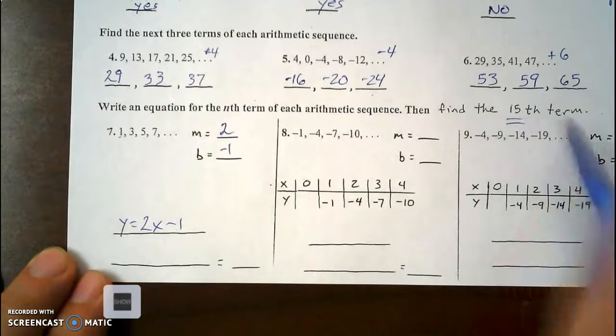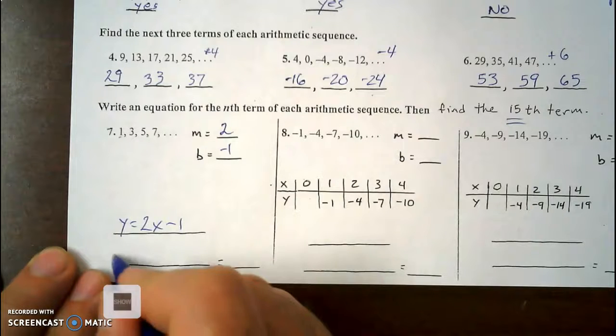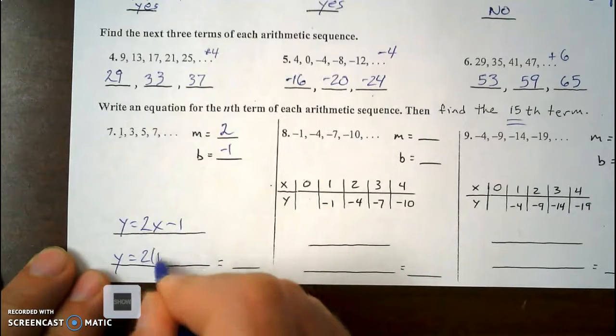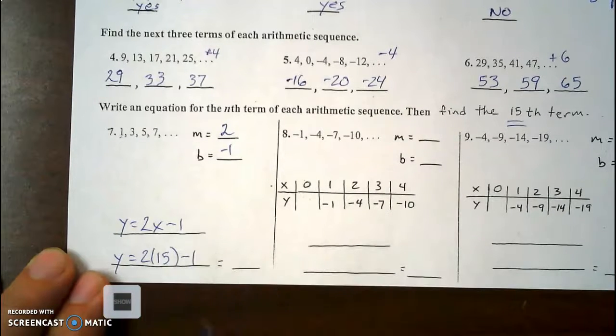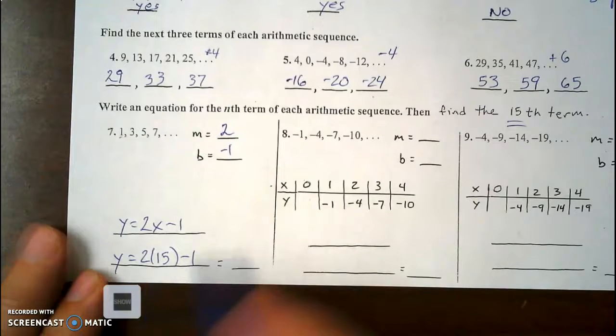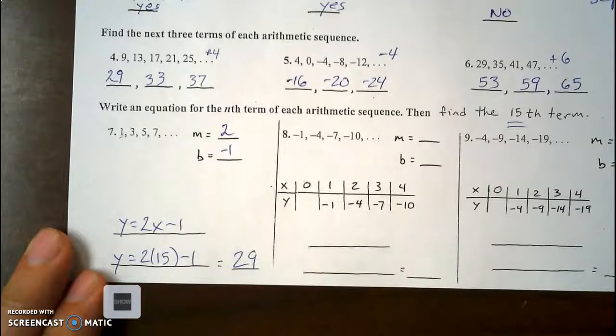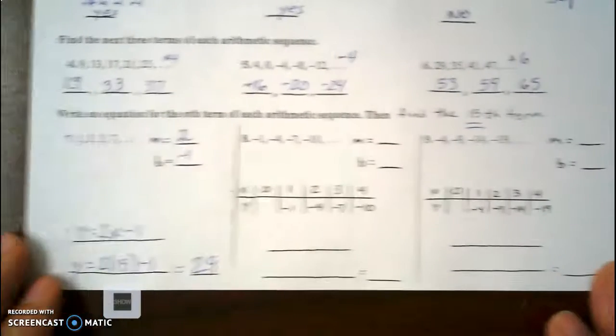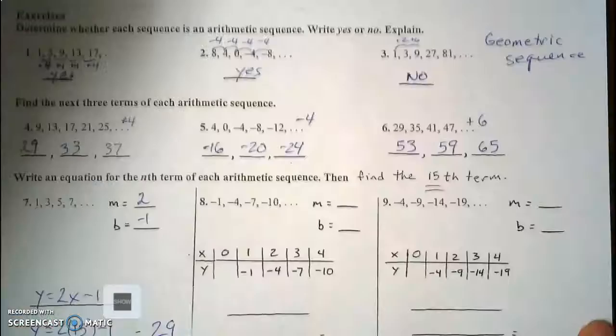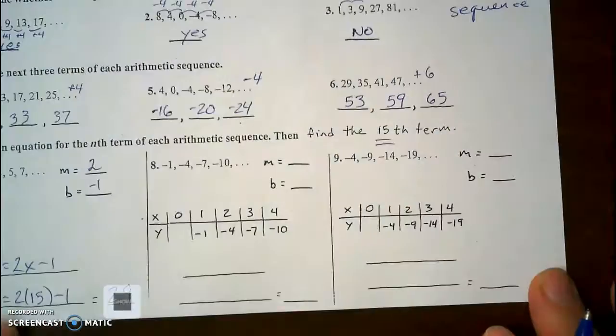And they want the 15th term, so I'll just put 15 in for x. 2 times 15 minus 1. Okay, 2 times 15 is 30. Minus 1 is 29. Okay, so let's try a couple more. Make sure we're clear on this for the assignment.